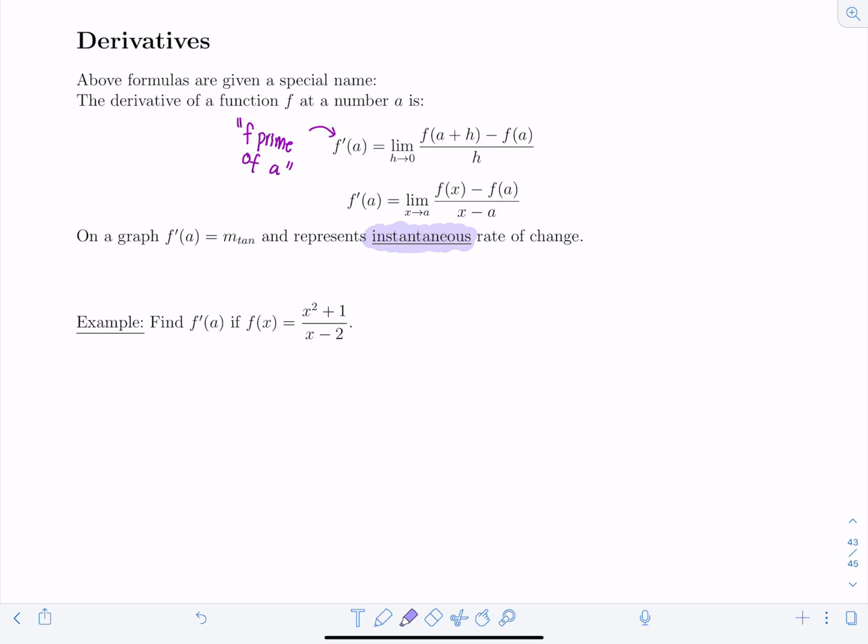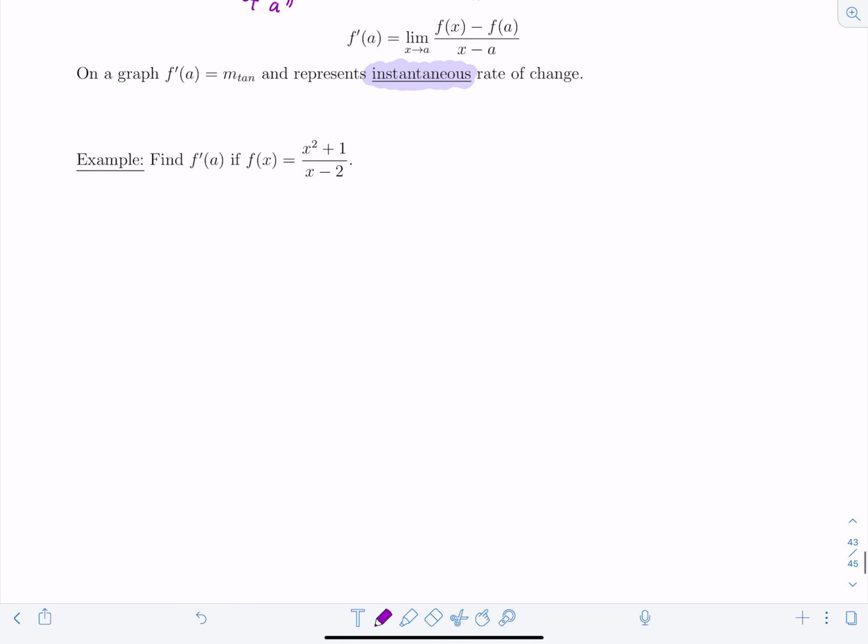Find f prime of a if f of x equals x squared plus 1 divided by x minus 2. So in this case here, we are given a function. We're allowed to use whichever version of the formula we like, and we're going to find what the derivative is at a, but it's going to be in terms of a. They didn't give me a specific value to plug in.